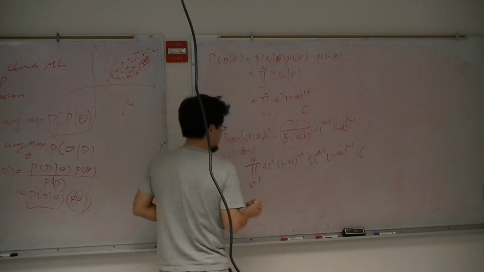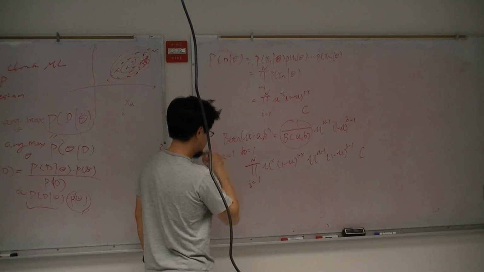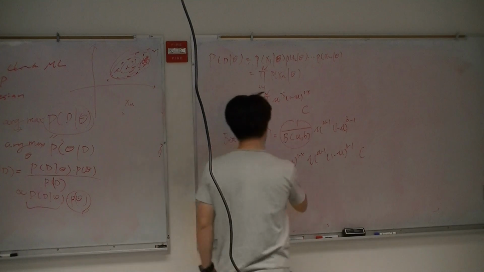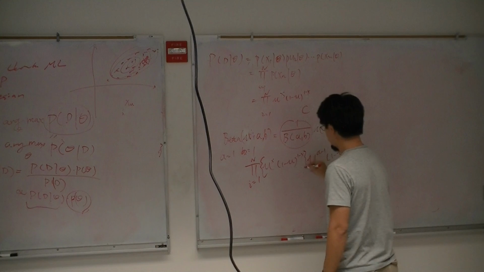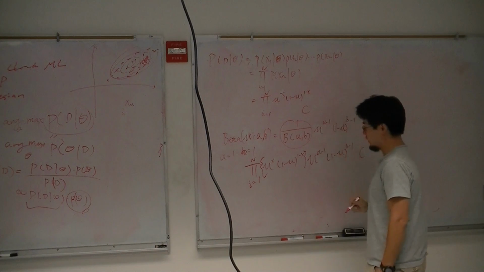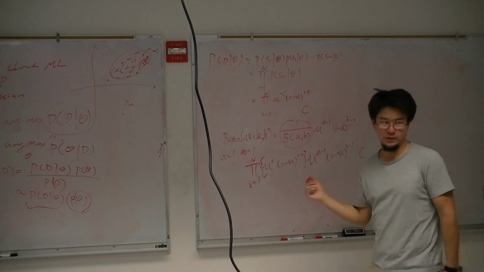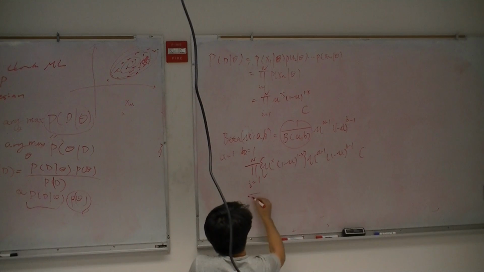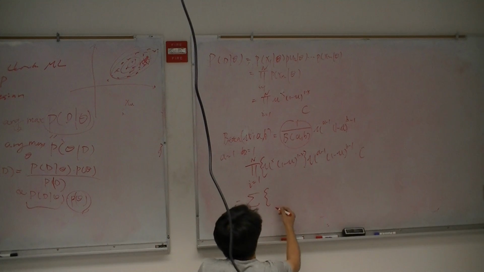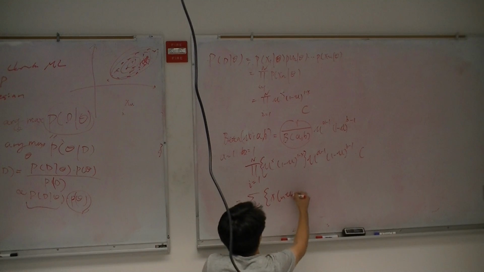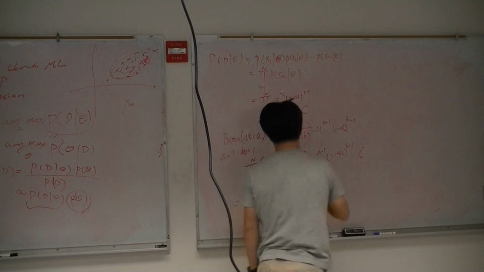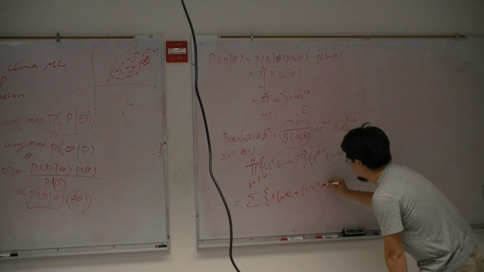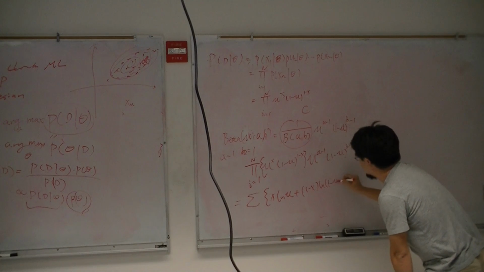And again, we are going to take the log likelihood of this function. So we have the summation of x times log mu, plus 1 minus x times log of 1 minus mu.